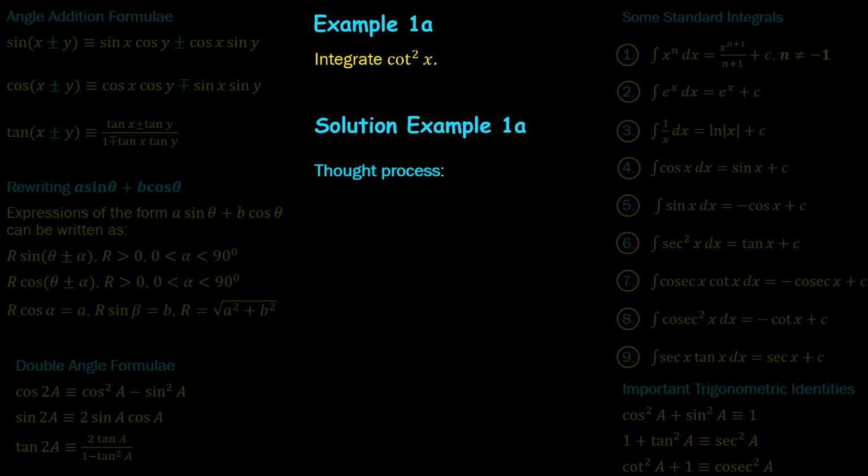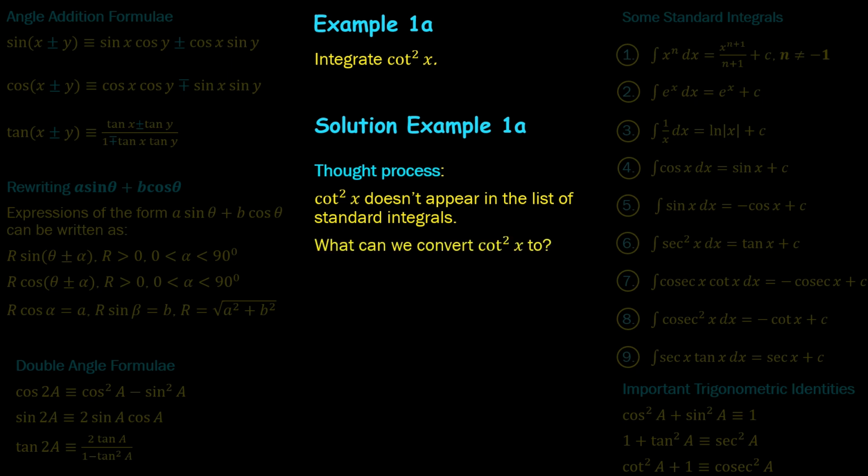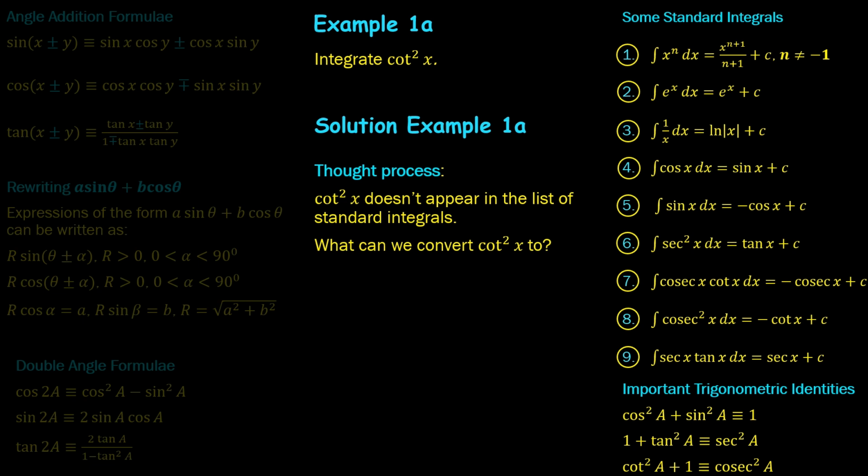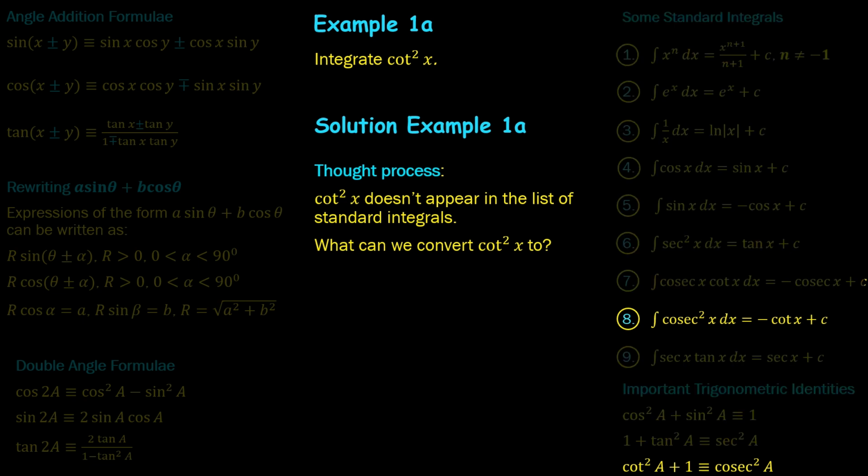However, let's think about it first. Notice that cot squared x doesn't appear in the list of standard integrals on the right-hand side of the screen. So what can we convert cot squared x to? Take a look at these integrals again and the trigonometric identities. What can we convert cot squared x to, which is integratable, so to speak? Take a look at these two formulae and think about this for a moment.